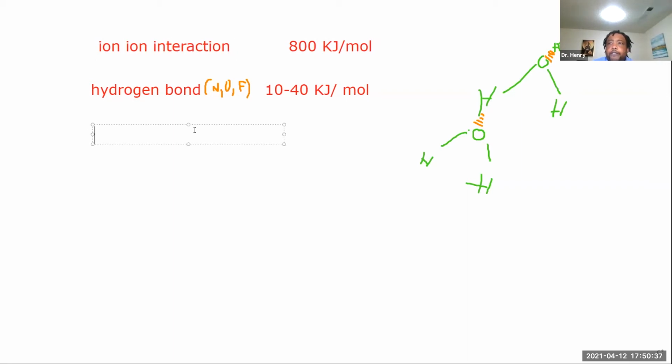So we have ion dipole. Let's do dipole first. Dipole. So you guys know what I mean by dipole? Di mean what?